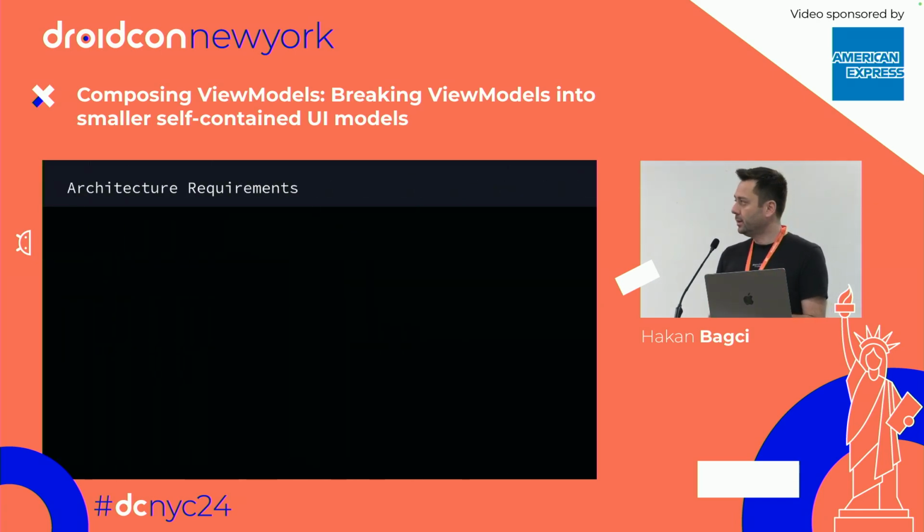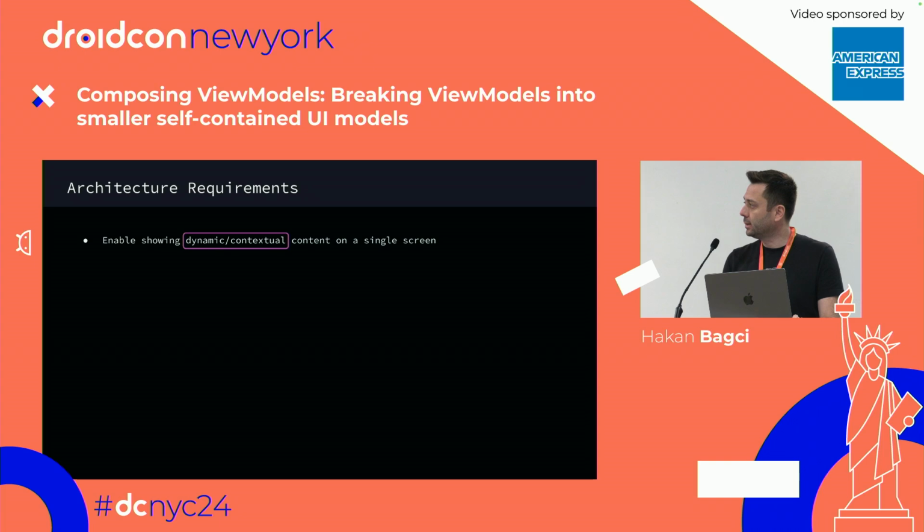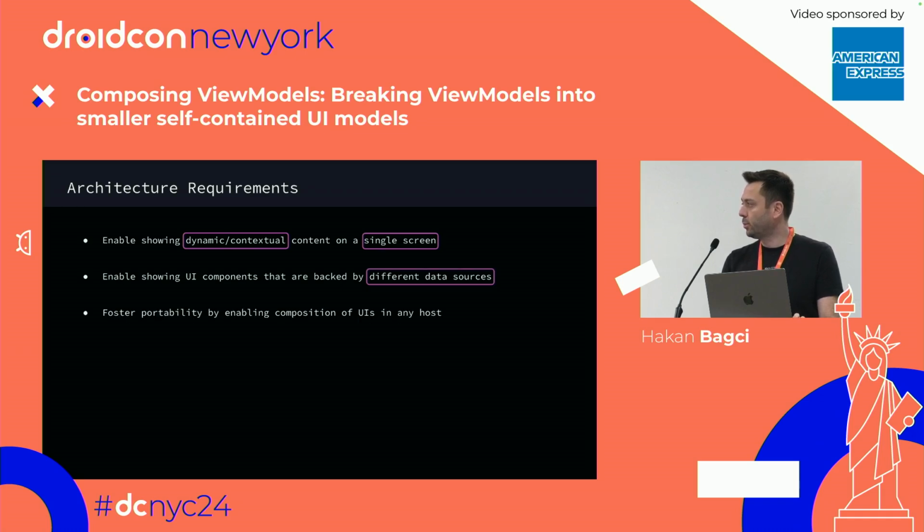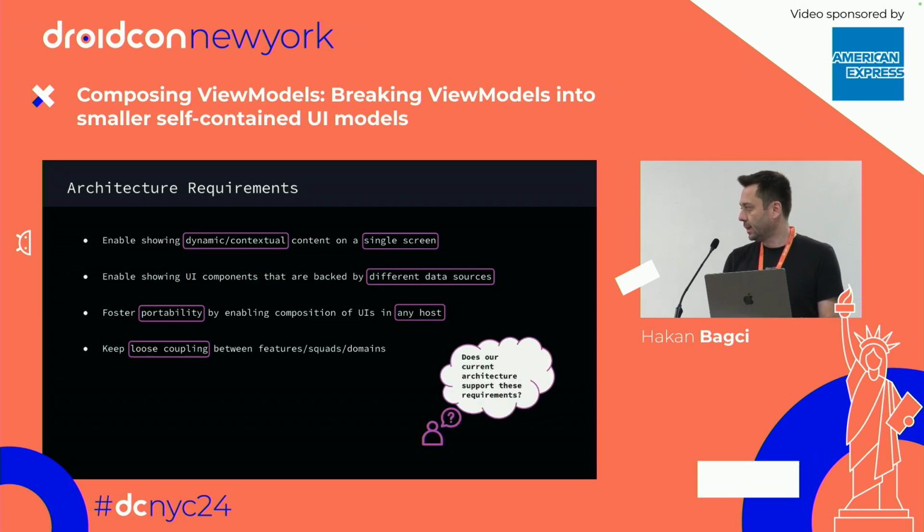Before diving into the solution, let's identify the architecture requirements needed to support this huge design shift. Depending on the new design requirements, our architecture should enable showing dynamic contextual content on a single screen. It should enable showing UI components that are backed by different data sources. It should also foster portability by enabling composition of UIs in any host. And it should also keep loose coupling between features, squads, teams, and domains.